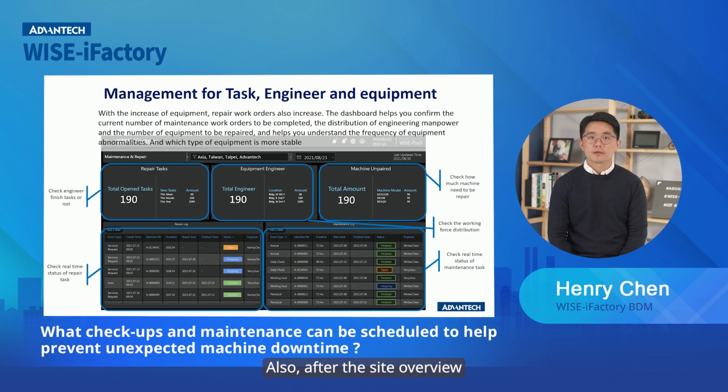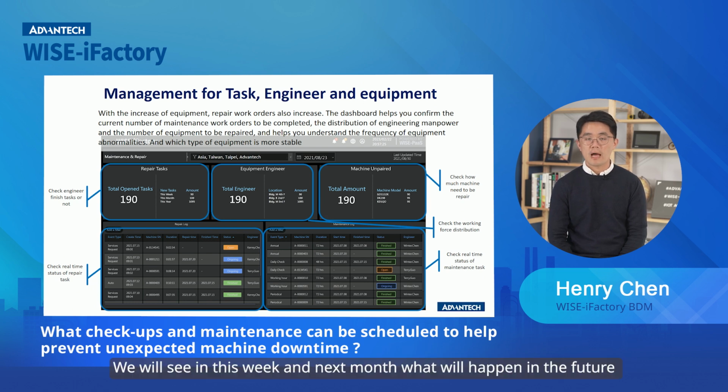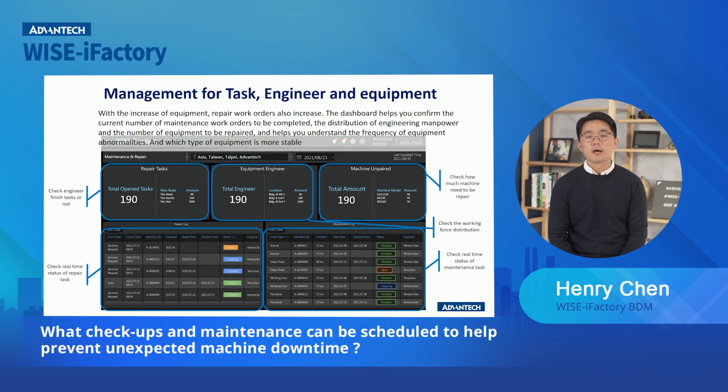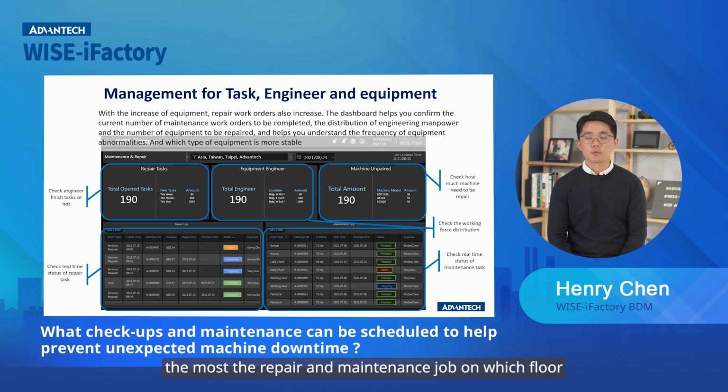Also, after the site overview, we would like to see some rankings by prioritization. First of all, we can see the repair tasks. We will see what will happen this week and next month so that we can prepare. And we would like to see where the most repair and maintenance jobs happen, on which floor or which production line. Also, by seeing the machine spec and machine types, we can see what types of machine need maintenance the most, so that we can do further improvement or preventive maintenance end to end.